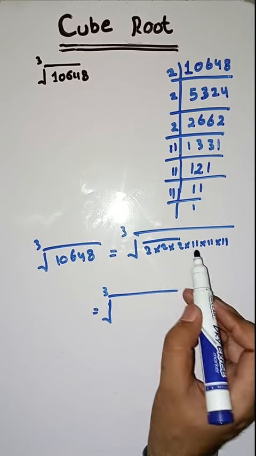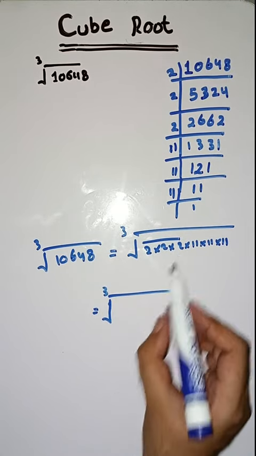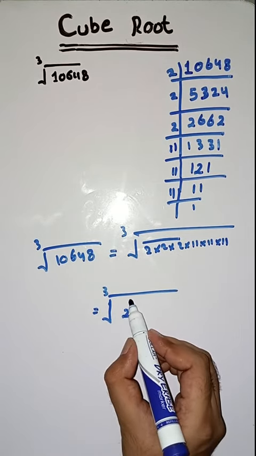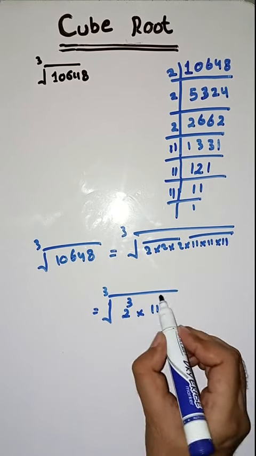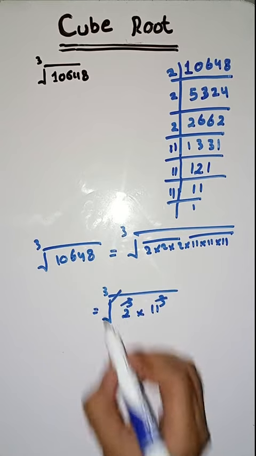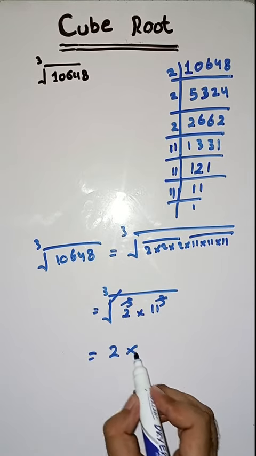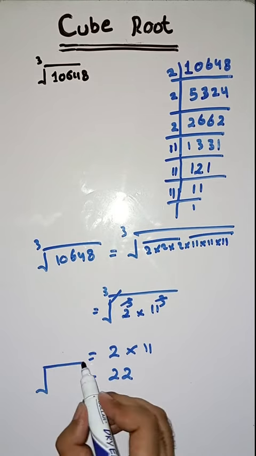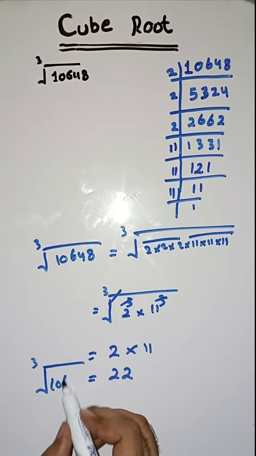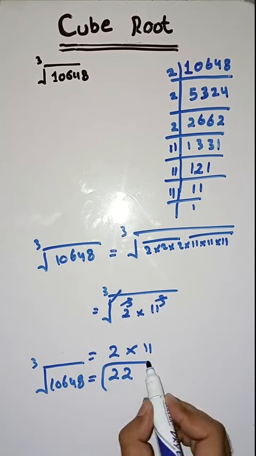Now we have to write the prime factors in power like this. 2 is 3 times, so we can write 2 power 3, multiplied by 11, which is also 3 times, 11 power 3. Now the power and the cube root will cancel, and we are left with 2 into 11. 11 into 2 is equal to 22. So students, the cube root of 10,648 is equal to 22.